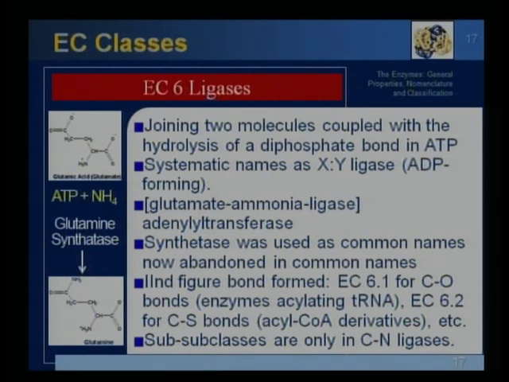So it is merely an extension of a small chain of glutamic acid into glutamine by adding extra molecules of ammonia. So that way the process is one of ligation, and the common name is glutamine synthetase, but a systematic name could be glutamate-ammonia-ligase, and finally adenyl transferase. So this makes the complete systematic name of the enzyme on the basis of the X: Y ligase pattern.